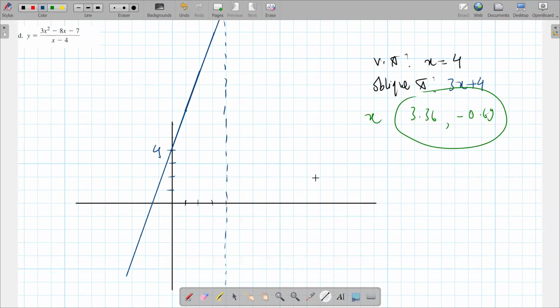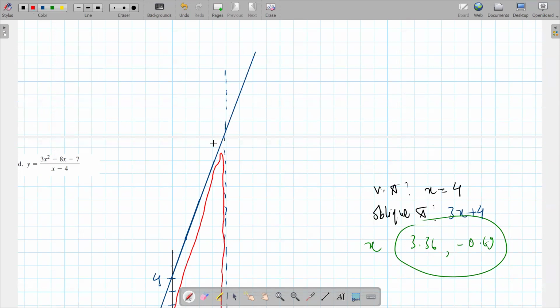So our 2 x-intercepts were at 3.36, so here, and negative 0.69 here. Our y-intercept was 1.375. So here, now look at this. Look at where our x-intercepts are and the y-intercept. Remember, it has to respect the asymptotes. This is an oblique asymptote. This is a vertical asymptote. So it's going to come in through here, go, go, go, and then it's going to come right back down, and it's going to pass through this. There we go. So that's one part, right?